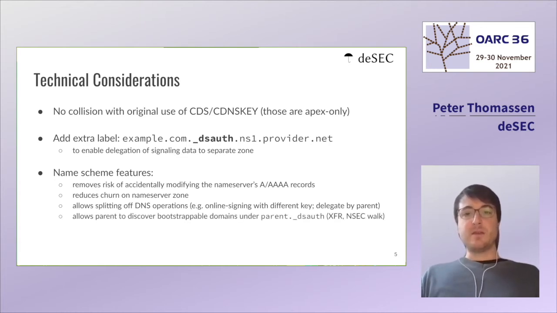And if you use NSEC instead of NSEC3 in the bootstrapping zone, you could have a parent walk the to-do list, so to speak. So for example, .com could come, look at com._ds-off and do an NSEC walk and find that there is example.com to be bootstrapped. Similarly, if you allow public zone transfers, the parent could come and retrieve this subsection of the bootstrapping tree, if that is a separate zone, and perform the different bootstrapping tasks that are to be done.